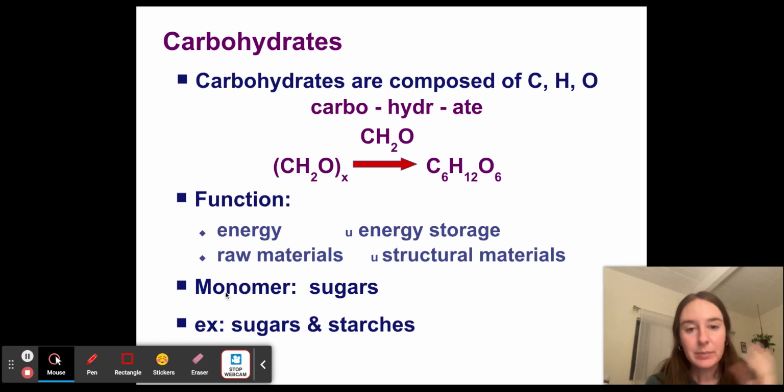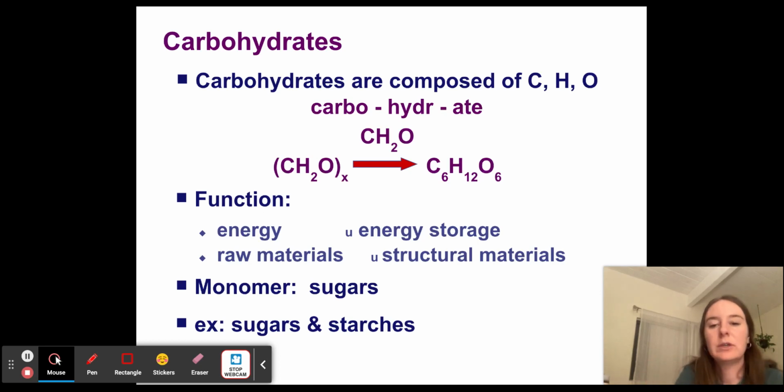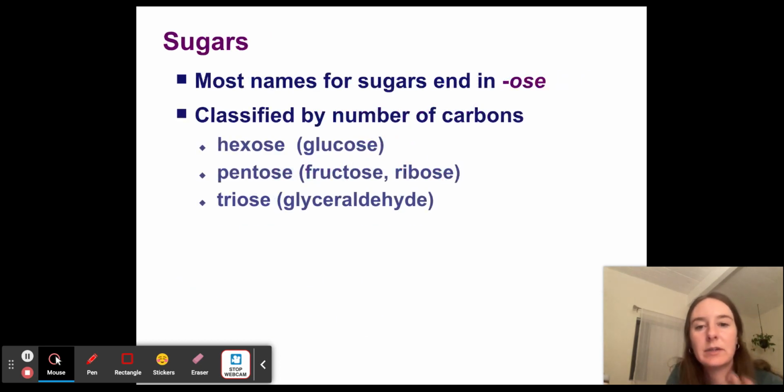The monomer, the building blocks, the bricks of carbohydrates are sugars. So if you take one individual piece, that's called a sugar. You put multiple together, it creates a long polymer. An example of a carbohydrate are sugars and starches. So if you took a tiny sugar molecule and put it in a long chain, it would either form a sugar or a starch. There's a bunch of different types.